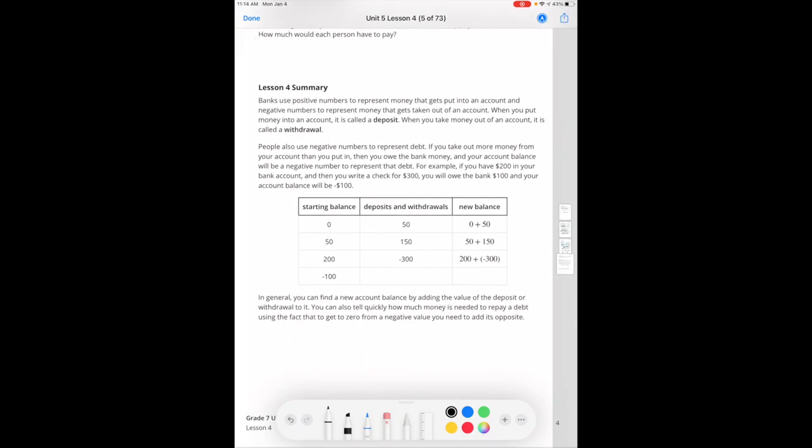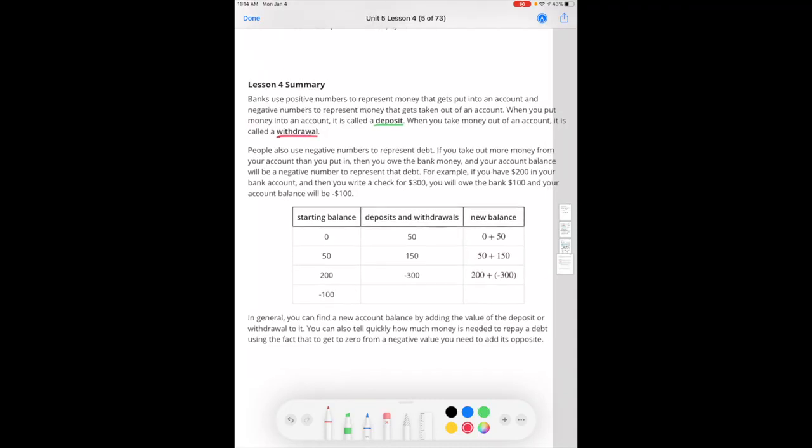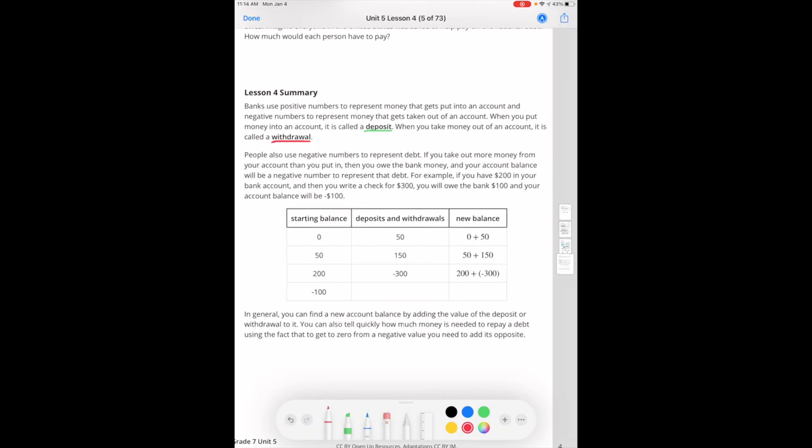So banks use positive numbers to represent money that gets put into an account and negative numbers to represent money that gets taken out of an account. So when you put money into an account, it's called a deposit. And if you take money out of the account, it is called a withdrawal, and we represent that with a negative number.